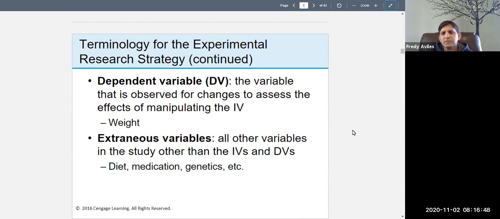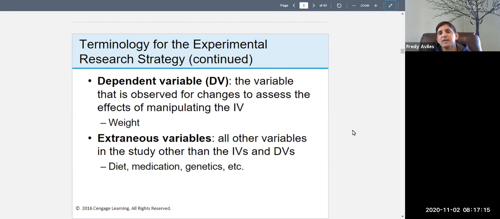With an experiment, you also need something called a dependent variable, or a DV, as an abbreviation. A dependent variable is the variable that is observed for changes to assess the effects of manipulating the independent variable. Let me explain that. The dependent variable is the variable that you measure afterward, okay? So the independent variable is the one that varies, the one you manipulate, and the one you measure afterward is called the dependent variable.